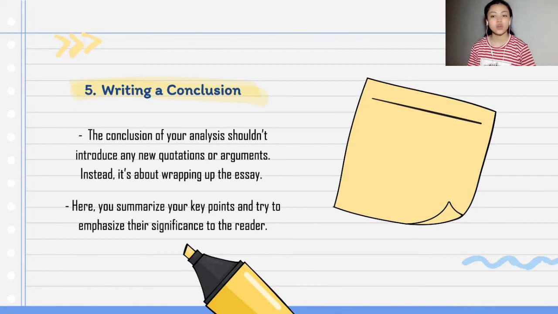The conclusion of your analysis should not introduce any new quotations or arguments. Instead, it's about wrapping up the essay. So in here, you summarize your key points and try to emphasize their significance to the reader. A good way to approach this is to briefly summarize your key arguments and then stress the conclusion they have led you to, highlighting the new perspective your thesis provides on the text as a whole.